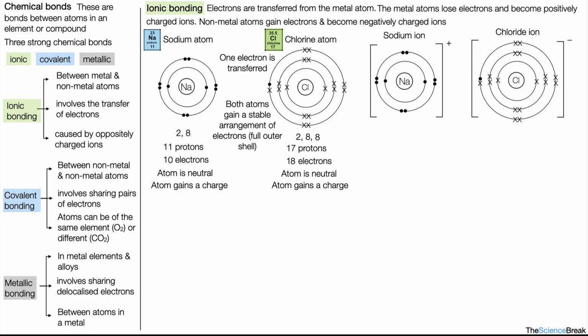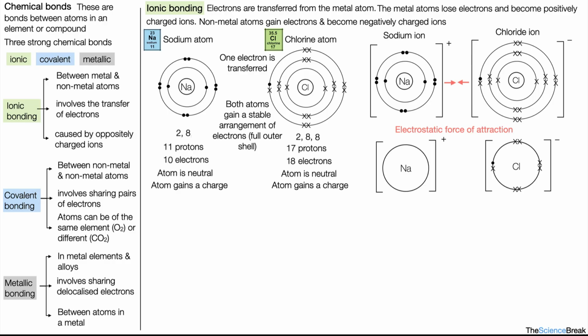Now, because the sodium ion has a positive charge and the chloride ion has a negative charge, those two will attract. We call this an electrostatic force of attraction. Now, you may see these ions drawn slightly differently, like this, with just the outer shells drawn. This is perfectly acceptable. And again, we have the electrostatic force of attraction between those two ions.